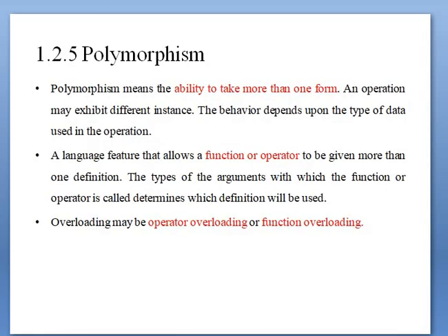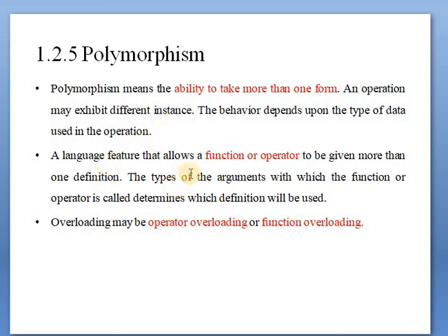Now next is polymorphism. Polymorphism means the ability to take more than one form. Polymorphism is a Greek word which is a combination of poly, meaning many, and morph, meaning form. An operation may exhibit different behavior in different instances. The behavior depends upon the type of data used in the operation.